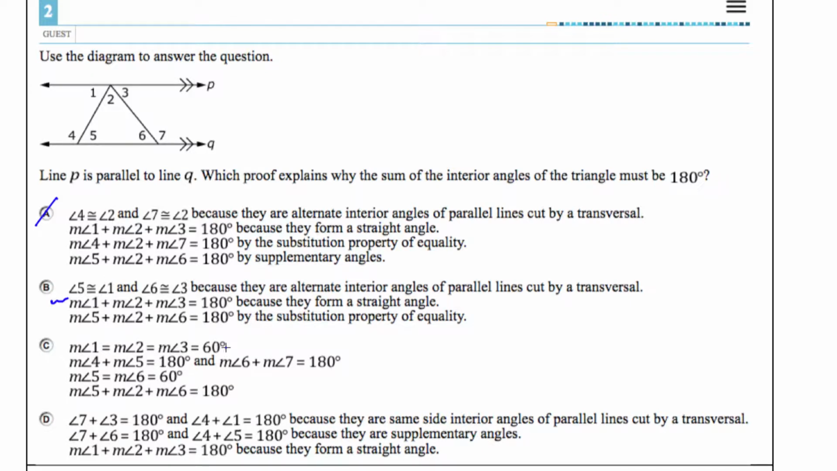1 and 2 and 3 are all 60. How'd they get that? You can't just assume they're 60. What if this angle is like this? Or we don't know. Yeah, you can't just assume. That's assuming, so it's definitely not C.